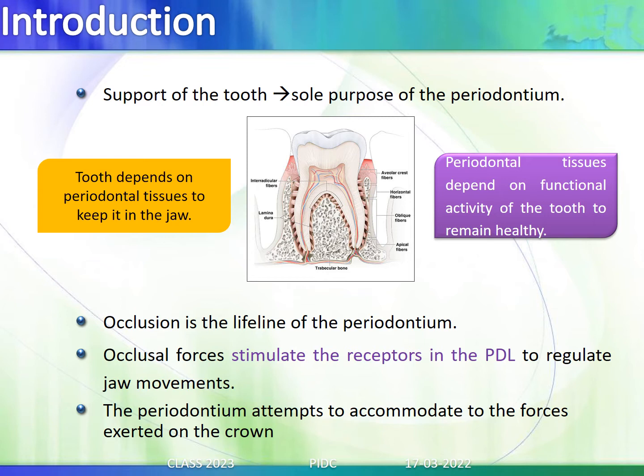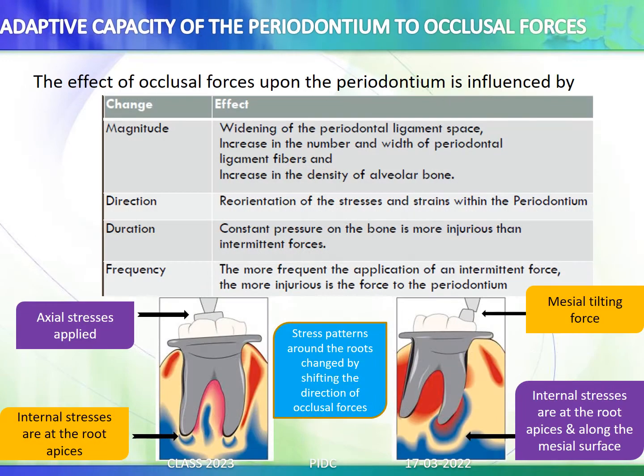As you all know, occlusion is the lifeline of the periodontium. Occlusal forces stimulate the receptors in the periodontal ligament to regulate jaw movements. The periodontium attempts to accommodate to the forces exerted on the crown, whether it is a strong force or a weak force. If the magnitude of the occlusal force is more, it gradually results in widening of the periodontal ligament, an increase in the number and width of the periodontal ligament fibers, and an increase in the density of the alveolar bone.